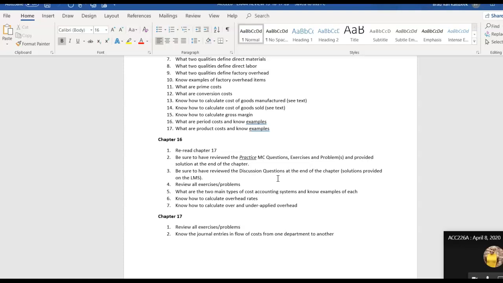Know how to calculate overhead rates. Well, remember, overhead rates is going to be based on that numerator being the estimated overhead, right? And then the denominator is, what drives those overhead costs? Is it machine hours? Is it direct labor hours? Is it direct labor total cost? So how to calculate it? We do several problems or exercises that relate to that overhead rate. And then know how to calculate over or under applied overhead.